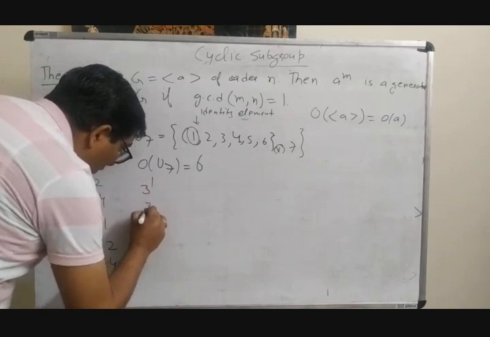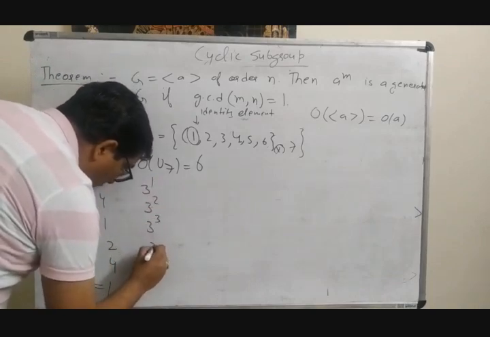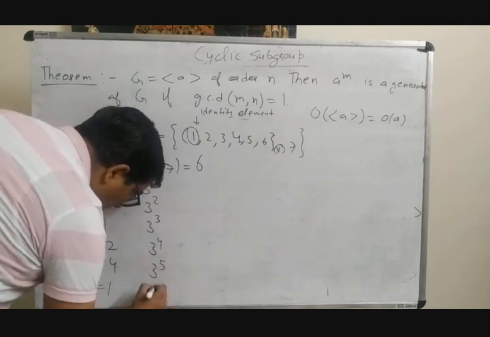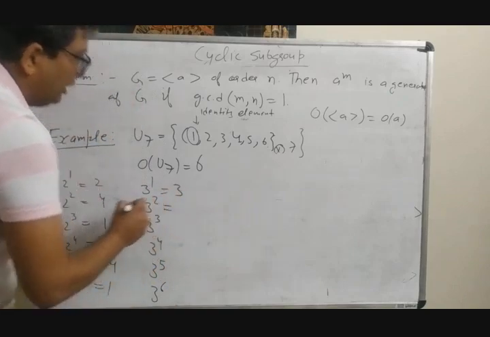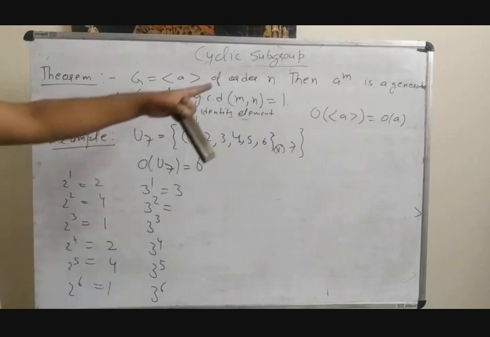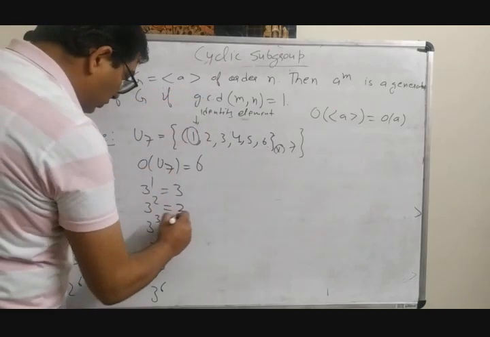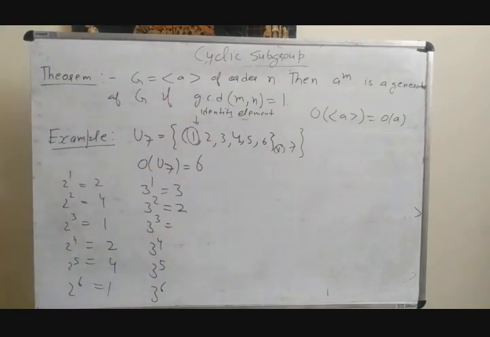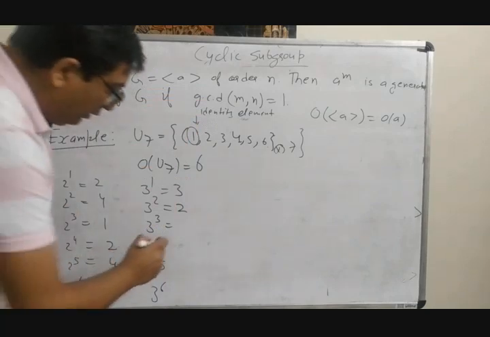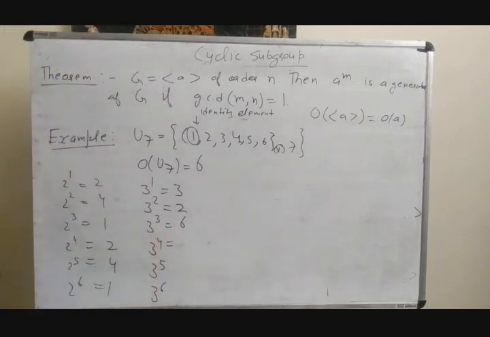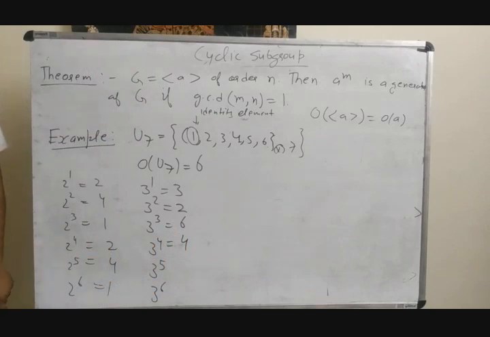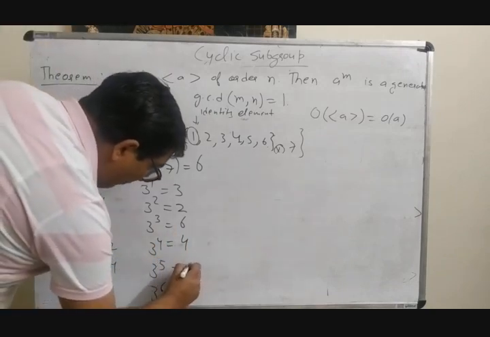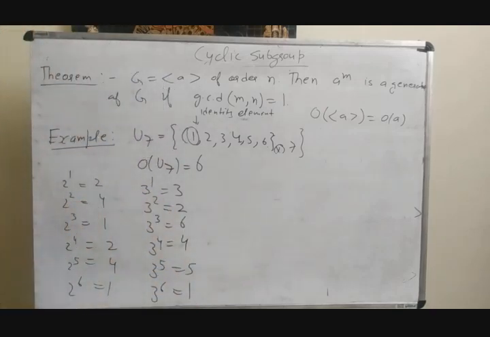Now let us find 3 raised to power 1, 3 raised to power 2, 3 raised to power 3, 3 raised to power 4, 3 raised to power 5, 3 raised to power 6. So 3 raised to power 1 is 3. 3 raised to power 2 is 9, and 9 with respect to modulo 7 will be equal to 2. 27 comes to be 6. Then 3 raised to power 4 comes to be 4, then 5, and then 1. You can check it easily.